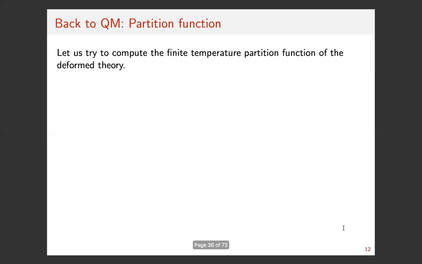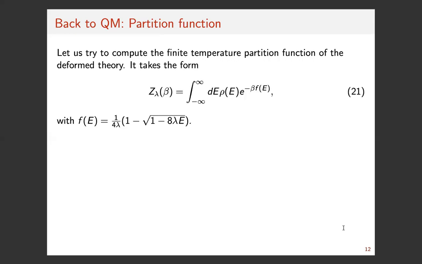All right, so back to quantum mechanics. The first thing you want to compute about a quantum mechanics theory is, I guess, its partition function. So let's just follow the textbook here and try to compute some things. The partition function in the deformed theory is given as in 21.